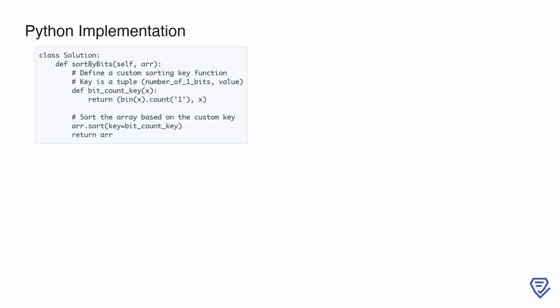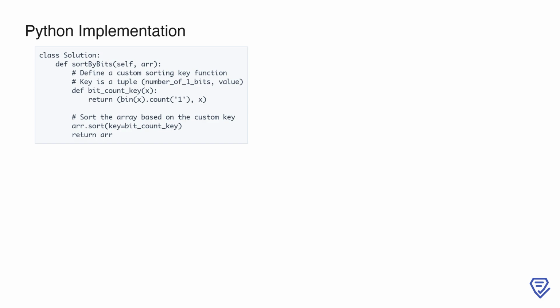numerical value. 4. Sorting with custom key: the sort method is used to sort the input array arr in place. The key=bit_count_key argument ensures that the sorting is performed based on the custom key function defined earlier. 5. Return statement: finally, the sorted array is returned as the output.